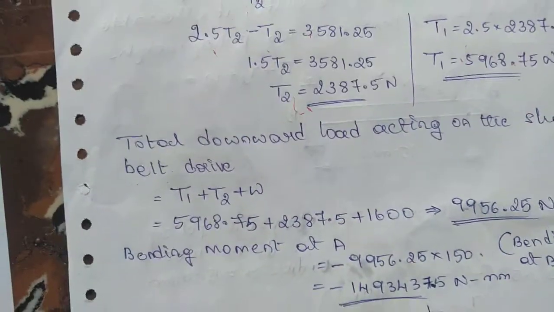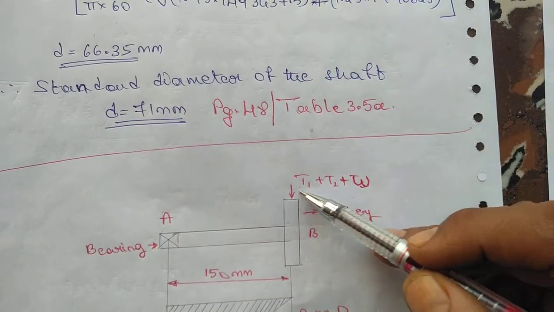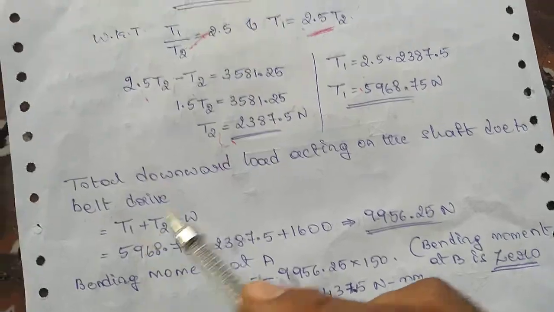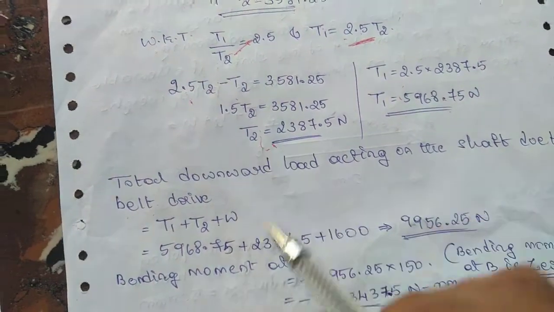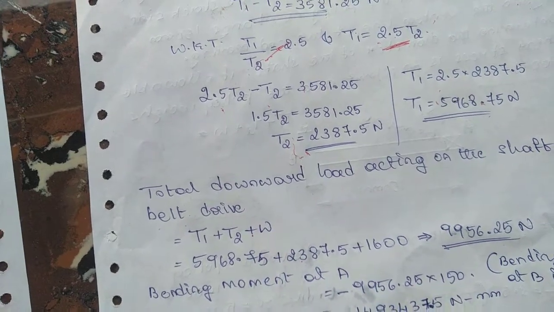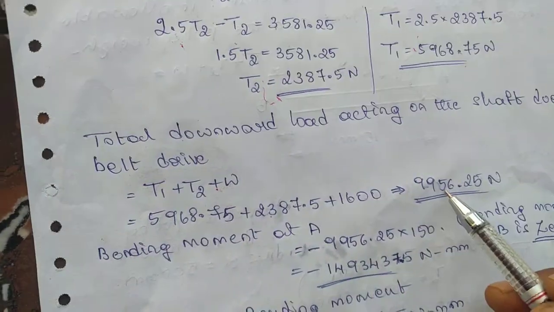The total downward load acting on the shaft due to belt drive is T1 plus T2 plus 1600, that is the load acting, the pulley weight. So the pulley weight is 1600. So after that we'll get this one.